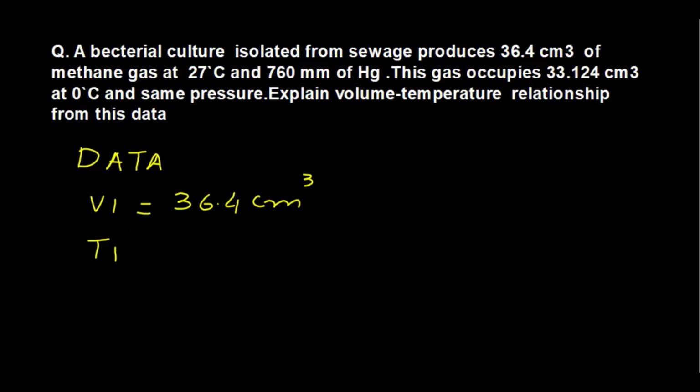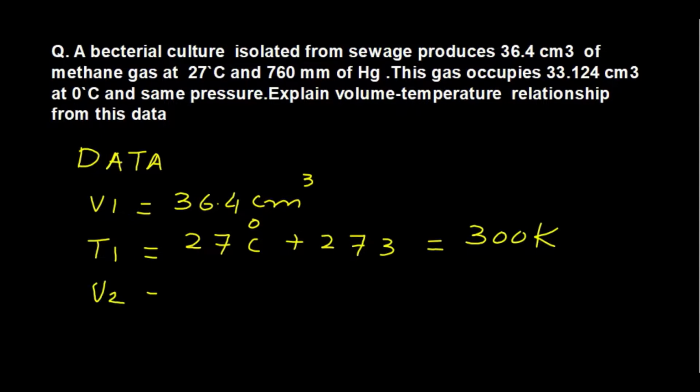initial temperature which is given, that is T1, is 27 degree centigrade. To convert into Kelvin we will add 273. By adding 273 to 27 degree centigrade we get 300. So in this way we convert degree centigrade into Kelvin. The final volume which is given, V2, is equal to 33.124 cubic centimeter, and the final temperature which is given is 0 degree centigrade.